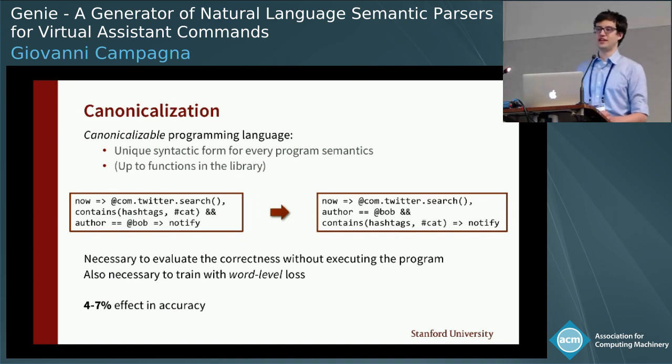Canonicalization is necessary to evaluate if the program is correct, because we need to evaluate statically. We cannot run the program if it has side effects. It is also necessary to train, because the standard sequence-to-sequence training strategy is word-level loss. We match word by word the training set and the program we generate. And in fact, because this is the training strategy, canonicalization has a 4 to 7% effect in accuracy.